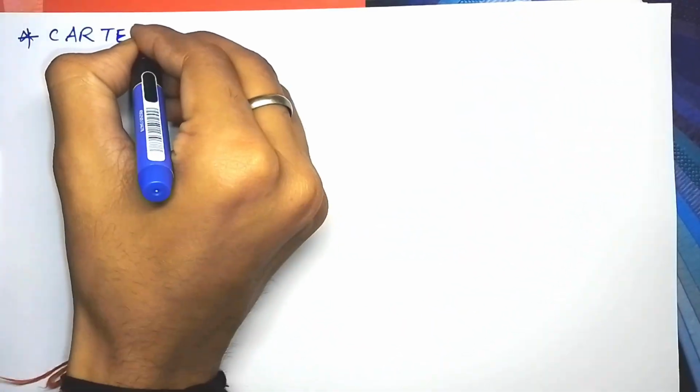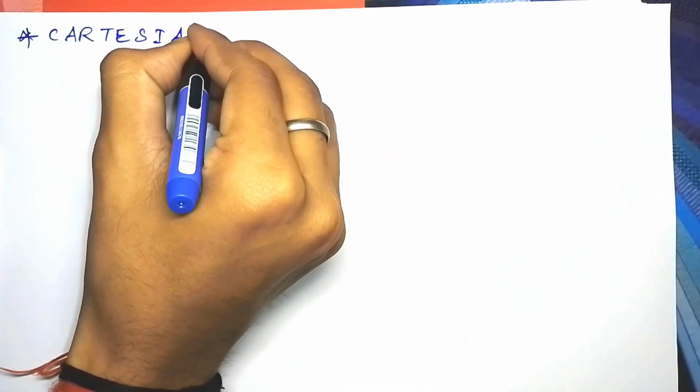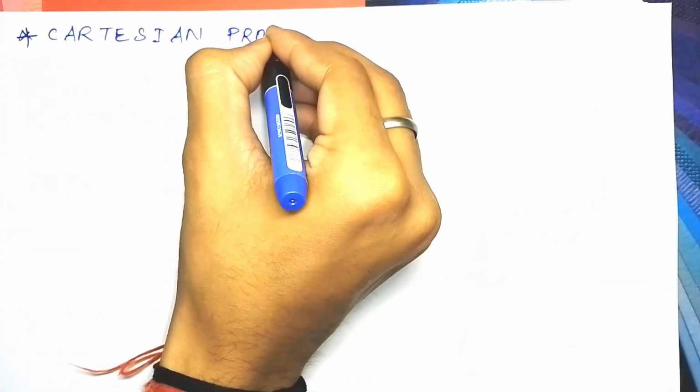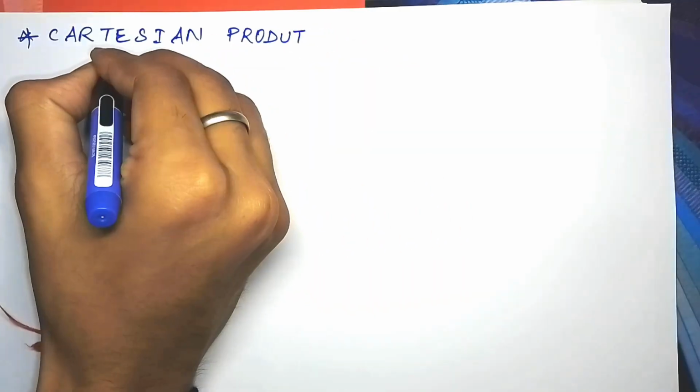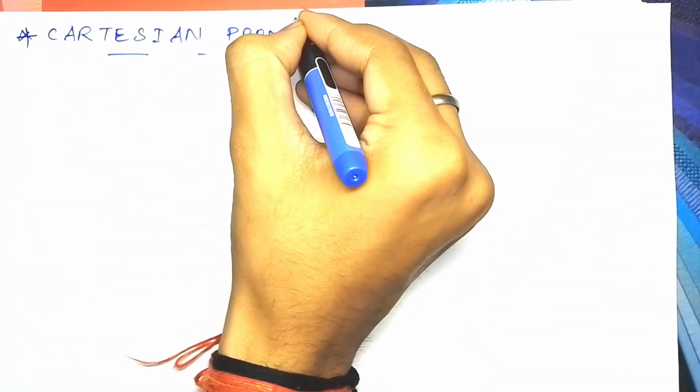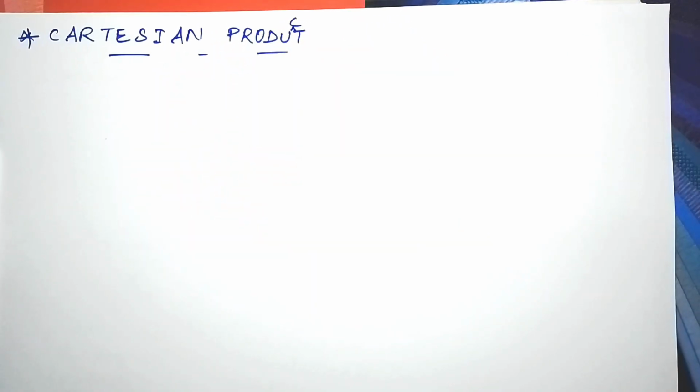So let us write our topic that we are going to study at first. The topic is Cartesian product. So we must firstly understand that Cartesian product, I'm sorry for the spelling, is defined only for two sets.